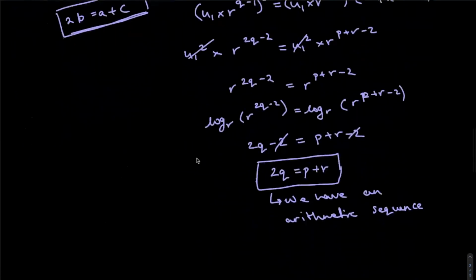So actually, you needed to know both of these properties in order to solve the question. Because you could have got to this point, and you'd be like, what does this mean? If you didn't know the property, you would have been stuck here, and that's it. You wouldn't have been able to do anything else.